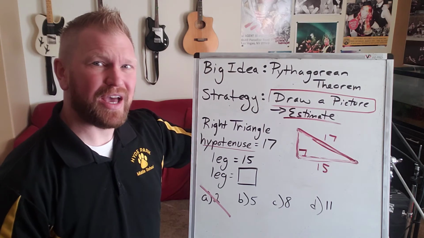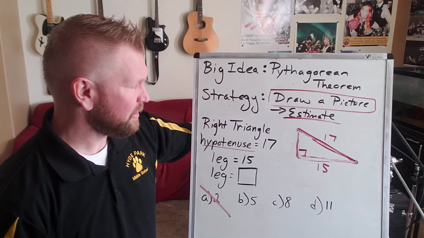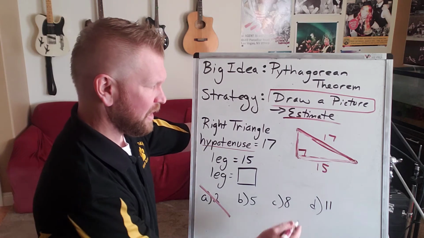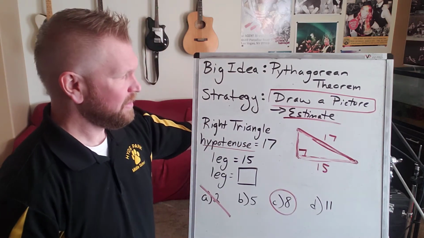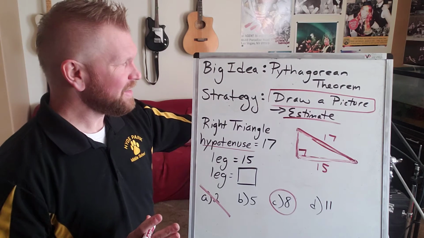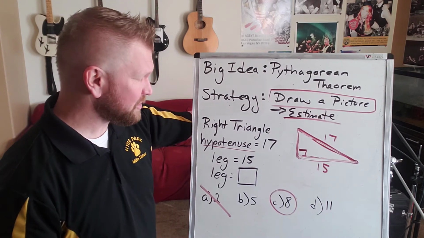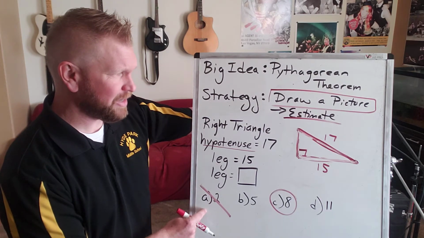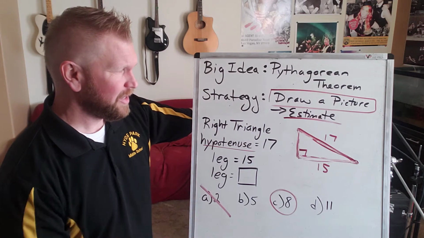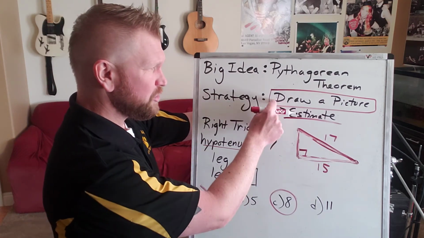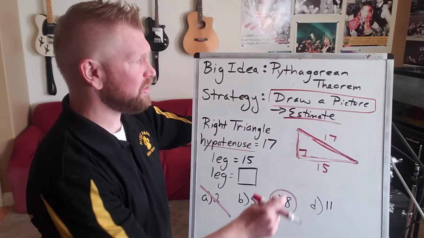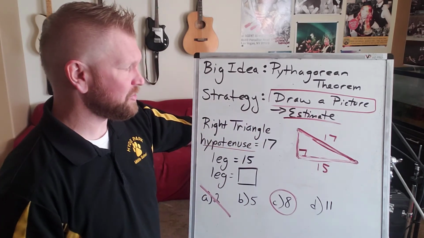So which one would you guess based on the picture? I would guess 8. So that's my guess. So we used process of elimination. We eliminated the 2. That didn't make sense because it had to be bigger than 2. We drew the picture, but we wanted to draw accurately so that we could get a good estimate as to what the right answer is.